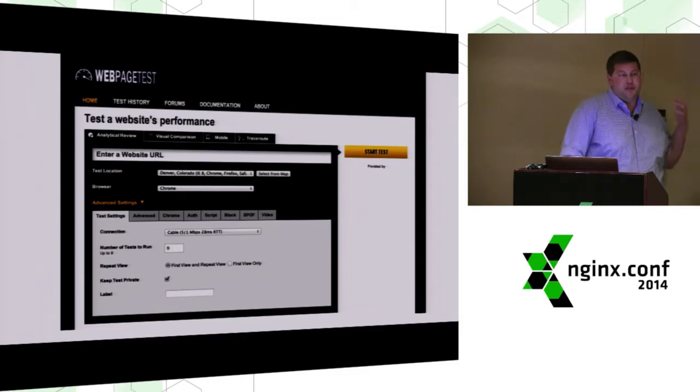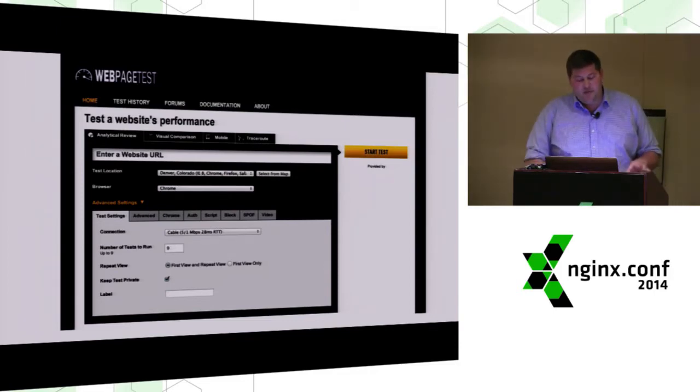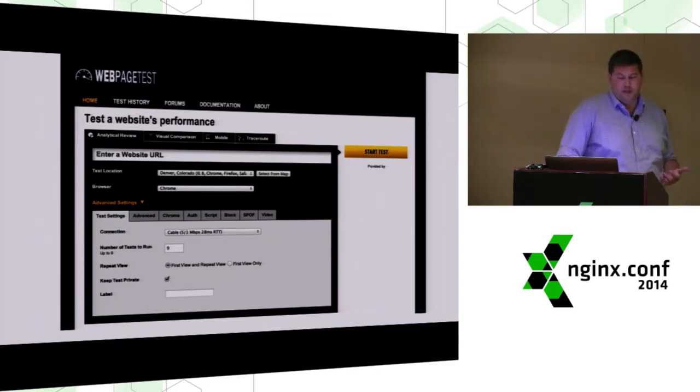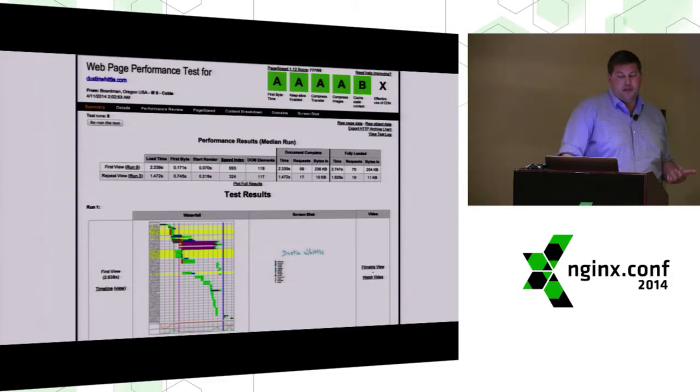So if I want to see my website running in Chrome from Sydney, Australia over a DSL connection, it's very easy to do that and to be able to get an idea of performance globally on demand. So synthetic monitoring with a lot of detail very easily. And what that looks like is you get a report that shows like this.